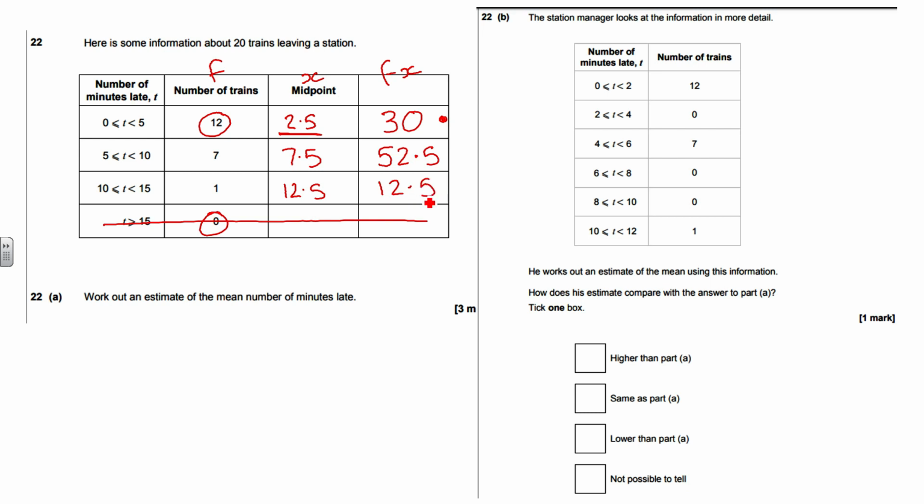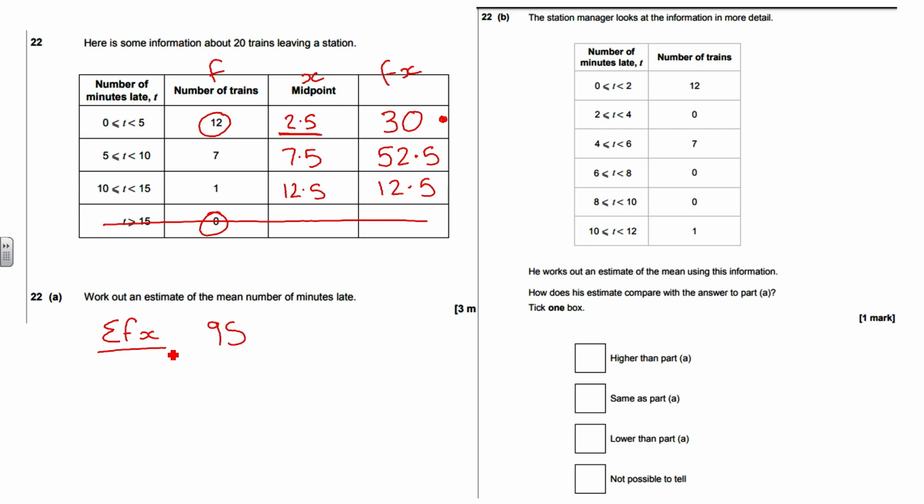So to work out an estimate for the mean, we have to add them all up. We've already added them up in groups: the 12 which we're saying were 2.5 minutes late, the 7 we were saying were 7.5 minutes late, and the 1 which we've said was 12.5 minutes late. So we're going to add those up now. That's 50, 64, 65, 70, 80, 95. So we add up that fx column to get 95.